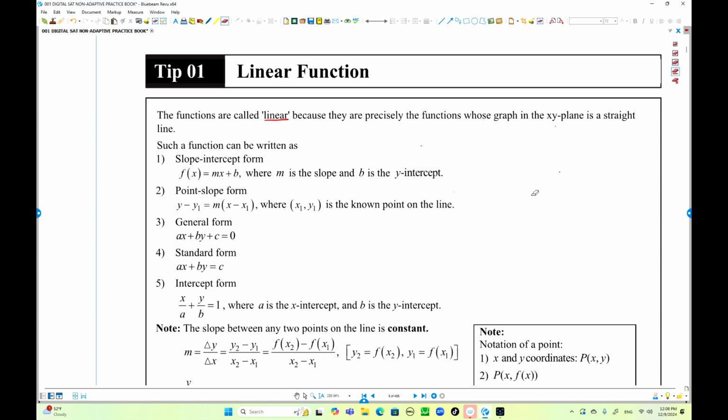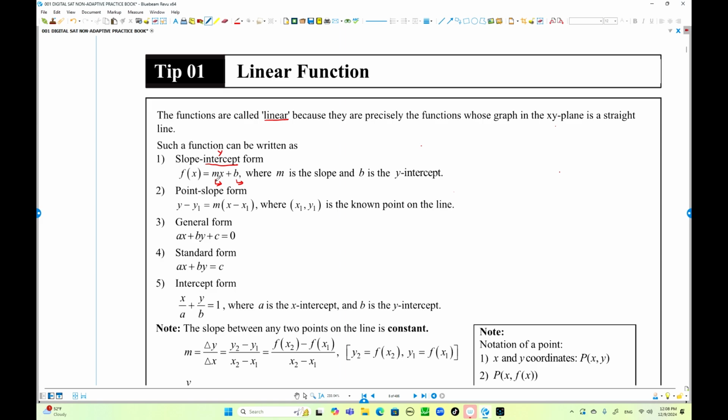The first form is the slope and intercept form. You have to memorize it. Here is the slope and y-intercept form. Usually some professors in college use this slope and y-intercept form: y equals mx plus b, where b is the y-intercept and m is the slope. That's the slope and y-intercept form.